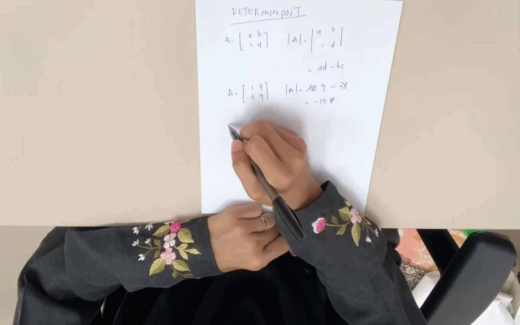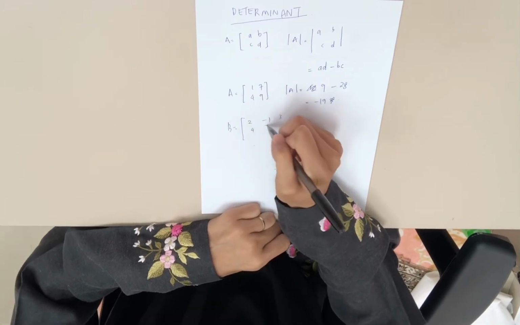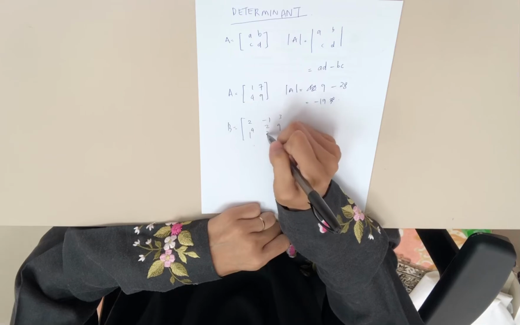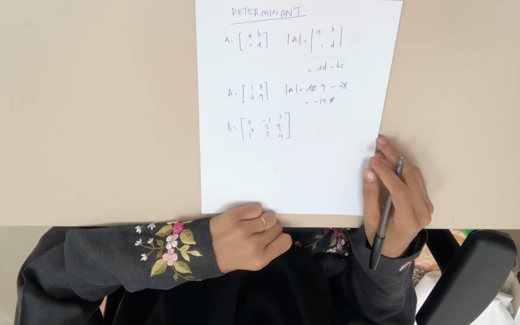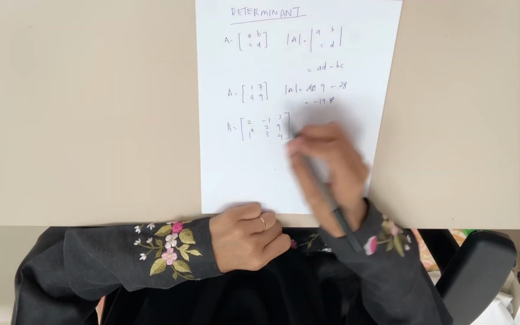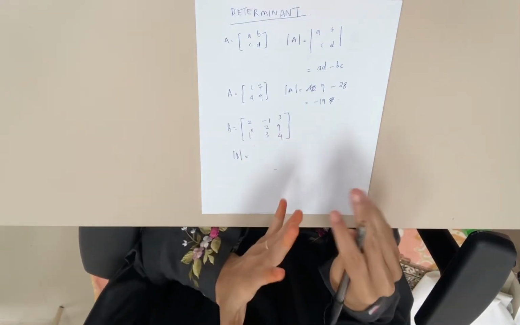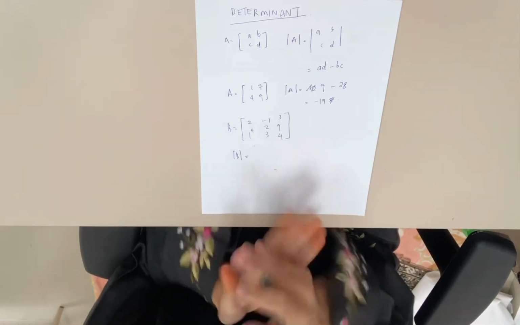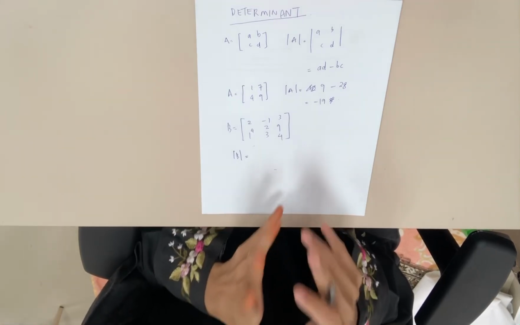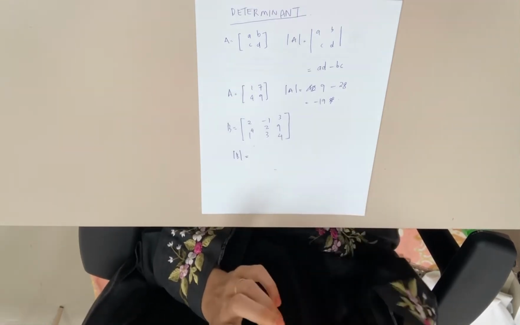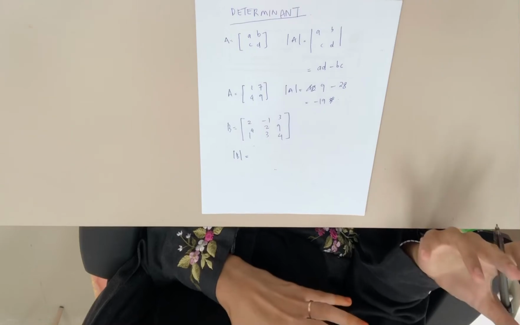We go to the 3x3 matrix. For example, this is your matrix B: 2, negative 1, 3, 4, 2, 9, 1, 3, 4. So how to find the determinant? If you refer to the slides, for the 3x3 determinant they have about 3 methods. You can check back in your slide. You need to understand, but it's not necessary to remember all the methods. You just pick one and solve using that method.